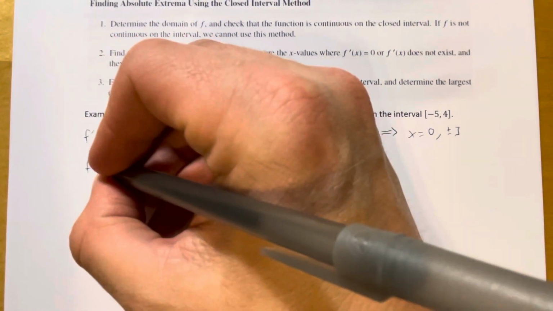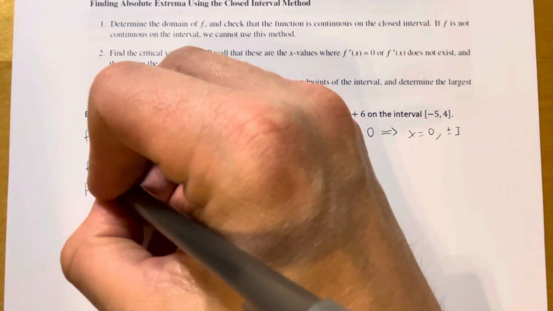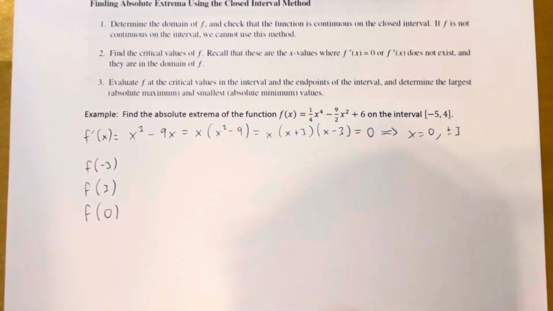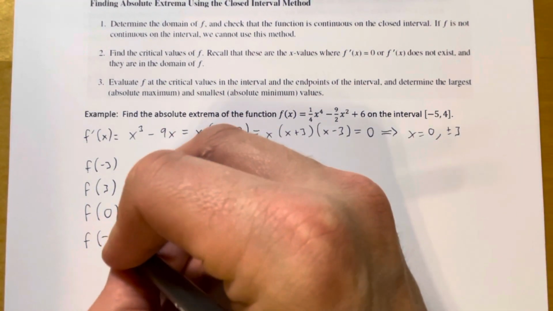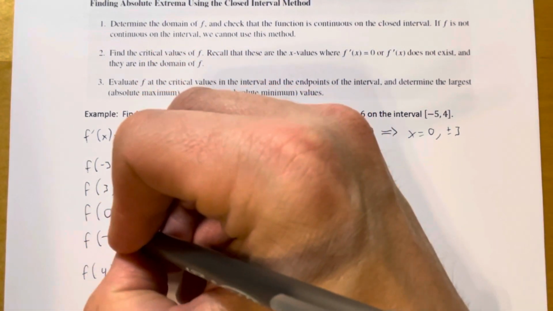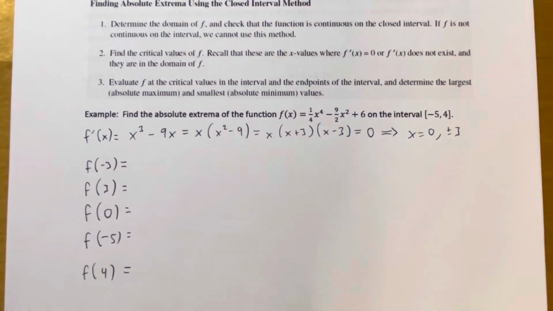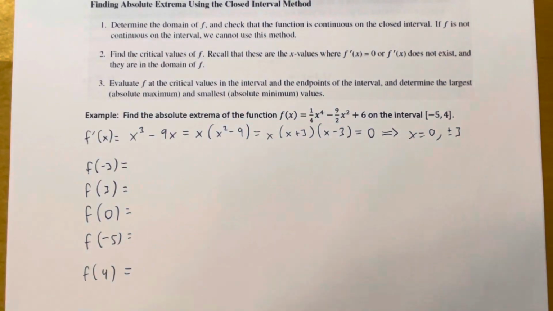So I'm going to find f of -3, f of 3, f of 0. These are my three critical values, and then my endpoints as well, f of -5, f of 4. Okay. Now I'm going to just give you the answers to these. I'm not going to work it out because you know what to do. You're literally just plugging these numbers directly into this function, working it out. Use a calculator if you need to. It's fine. What do we get?